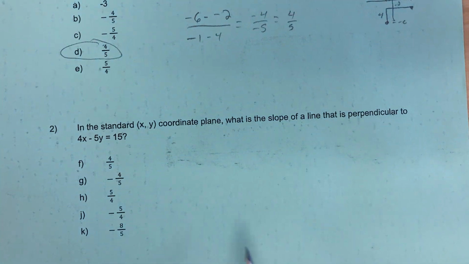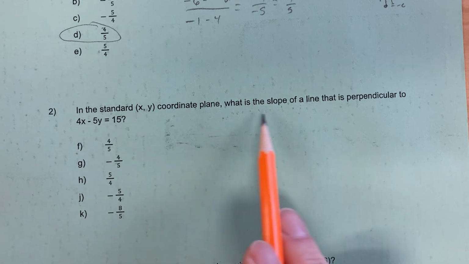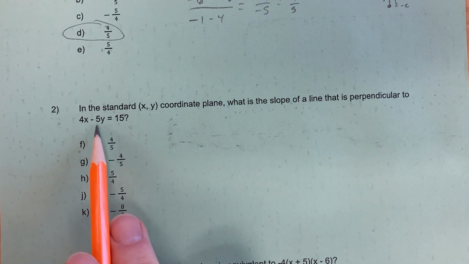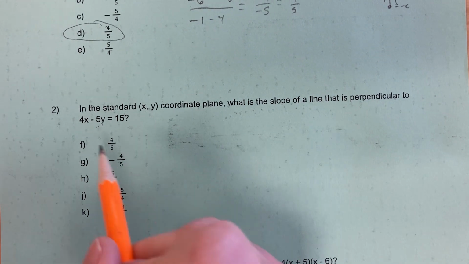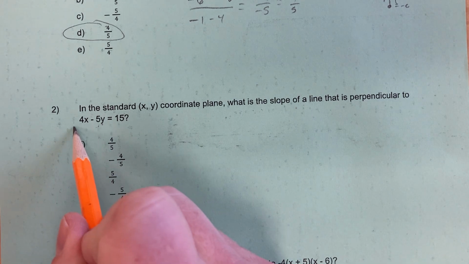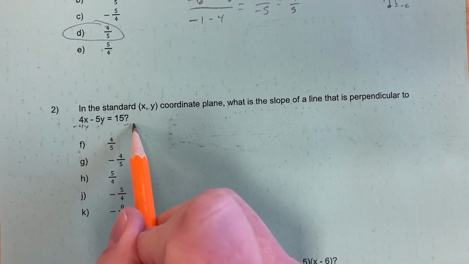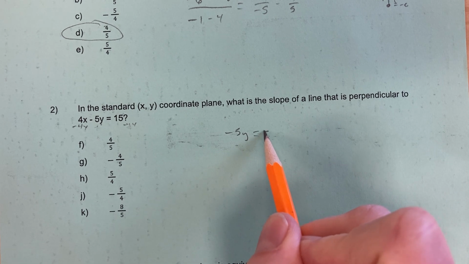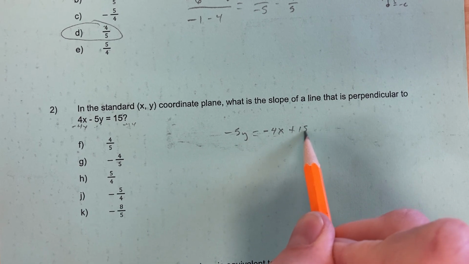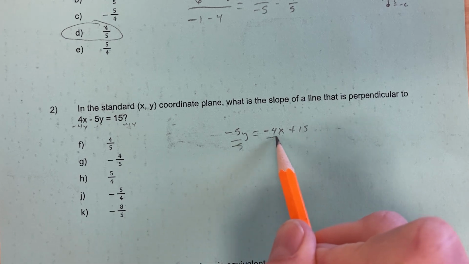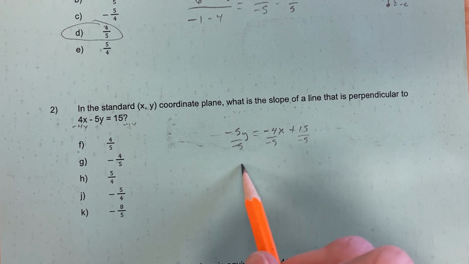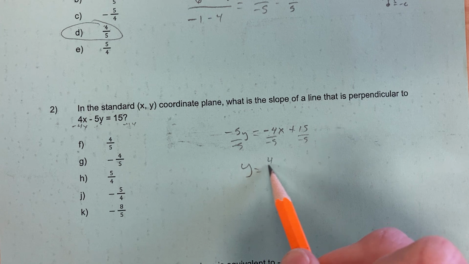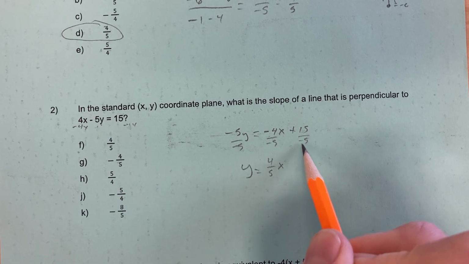All right. Number 2 says, in the standard plane, what's the slope that's perpendicular to this? So we need to find out what this slope is, which means we need to get y by itself. So I'm going to subtract 4x, and that's going to give us -5y equals -4x plus 15. And then we're going to divide by -5 on everybody. And we get y equals 4/5 x, and then this becomes a -3.